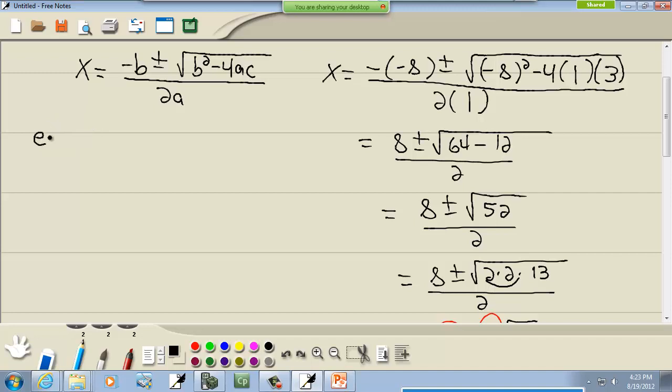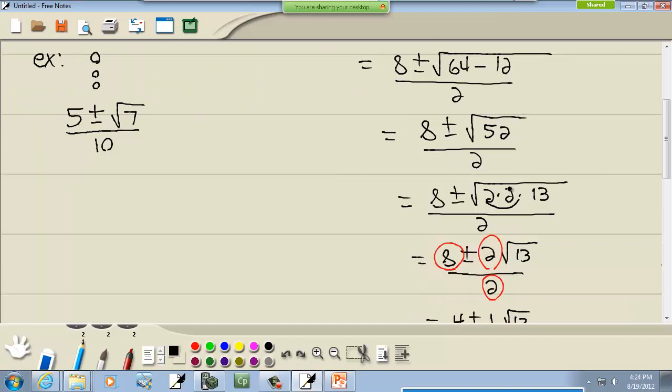If I'm working a problem and we get it in this form, 5 plus or minus square root of 7 over 10. A lot of people will try to simplify this, but you can only simplify it if it's all three numbers. It should be called the three-number rule. And that's what I mean by this over here. It has to be the 8, the 2, and the 2. Can't just be 2 of them. It has to be all 3. So this one is actually as simplified as it gets.